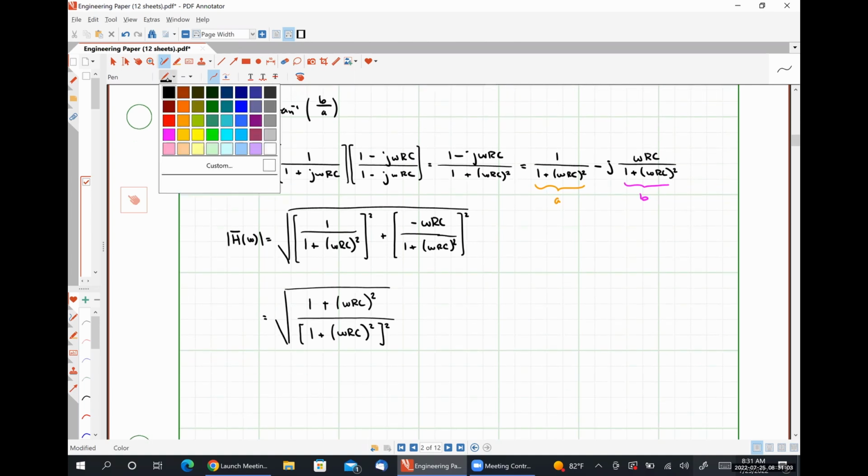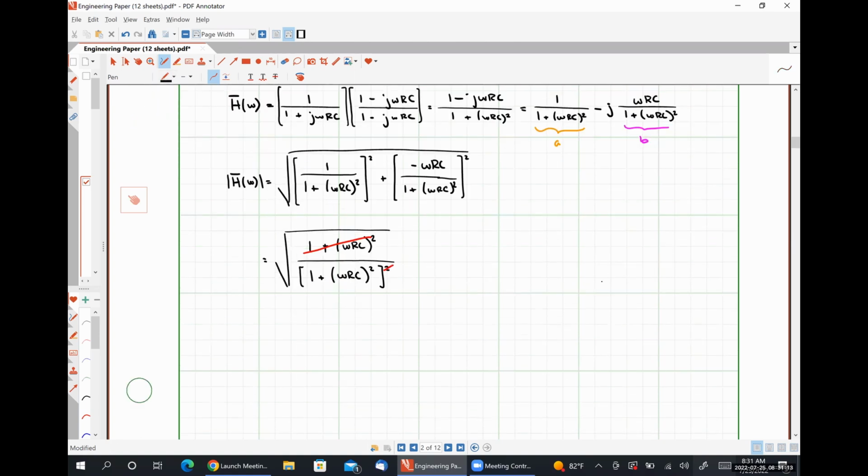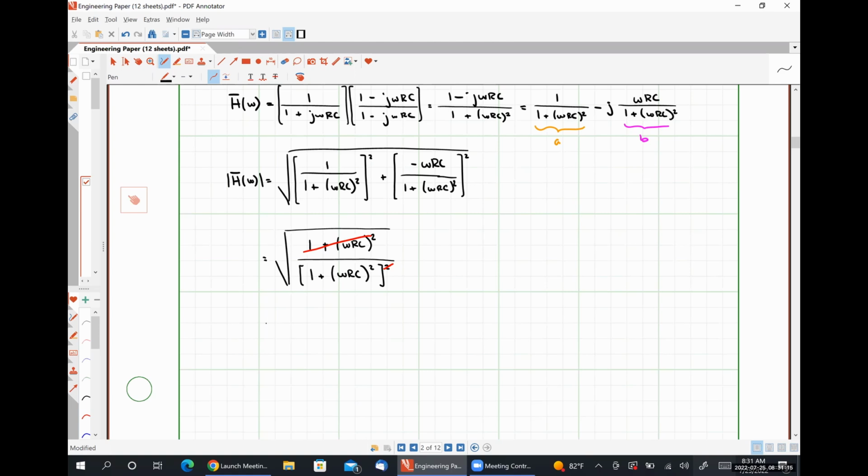Obviously, this bit right here cancels out this power. And so what we're left with is 1 over the square root of 1 plus omega RC squared. So this is what our magnitude response looks like.